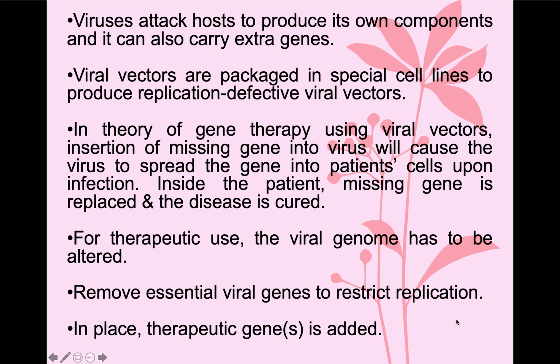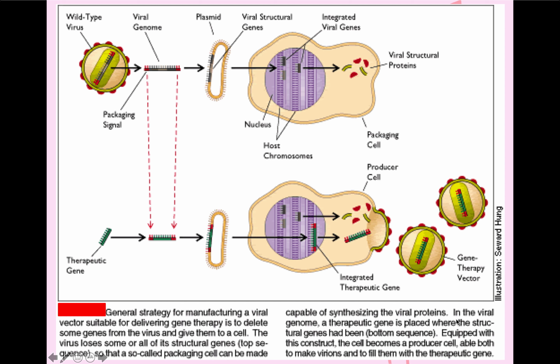For therapeutic use, the viral genome has to be altered definitely to make sure that it's safe and does not infect or invade the host cell. This is done by removing essential viral genes to restrict the replication. In their place, of course, therapeutic genes are added. So this is more or less how the packaging system or mechanism of the virus is being utilized.